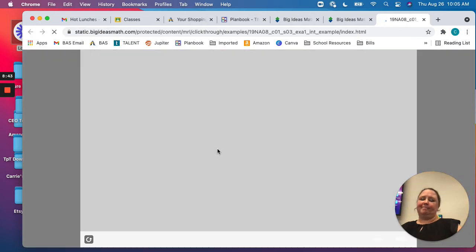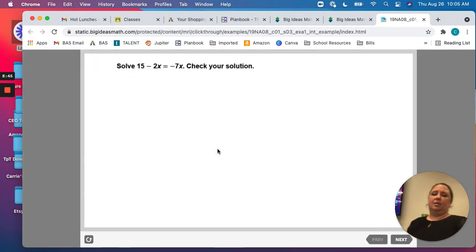Yes, ma'am. Write this in your journals. So we're going to solve 15 minus 2x equals negative 7x. Write that down. You always start by writing the equation. What is the first thing I need to do in order to solve for x? Yes, Samuel? Divide by 2 on both sides. It's not divide, Daisy. We're going to add it because this is a minus 2x.